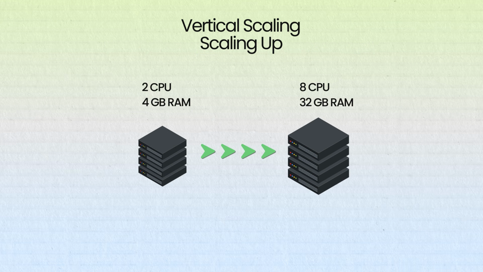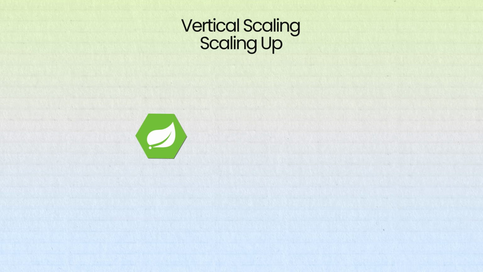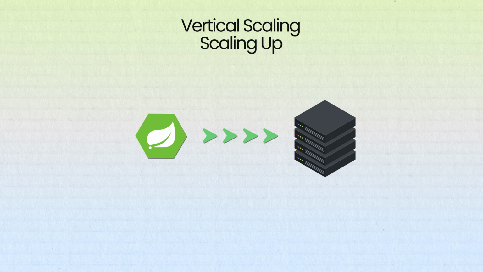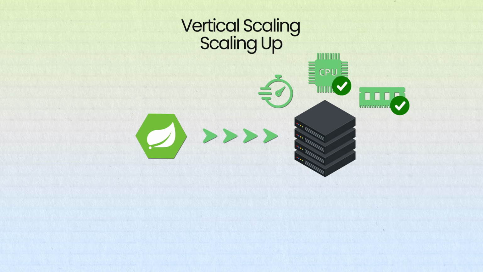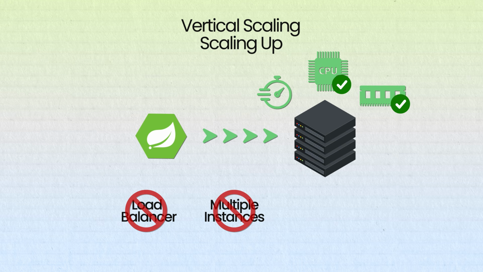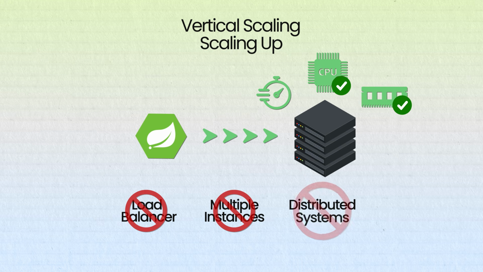A simple example: your Spring Boot API is slow because the server CPU is always at 90%. So you move the app to a bigger machine. More CPU, more memory, better performance. Same application, same architecture. This is usually the easiest scaling option. You don't need a load balancer. You don't need multiple instances. You don't need to think too much about the distributed system. You just give your app more resources.